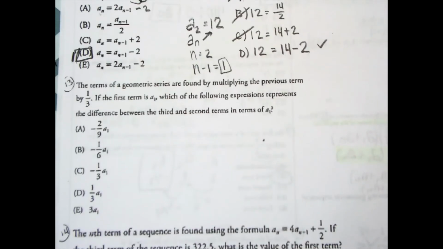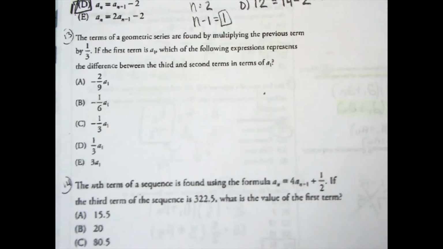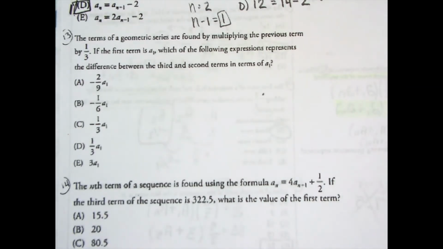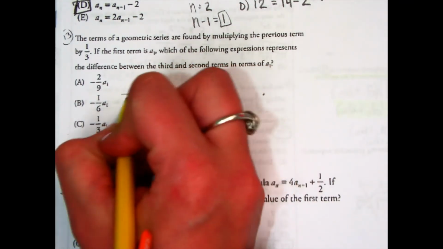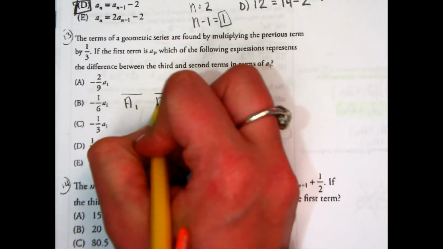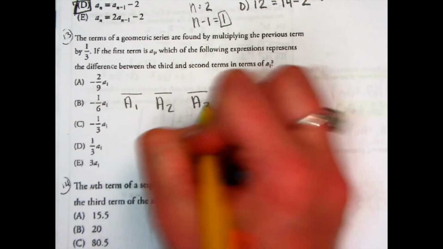All right, number 13, the terms of the geometric series are found by multiplying the previous terms by 1/3. If the first term is a sub 1, what expression represents the difference between the third and second term in terms of a sub 1? So to do this problem, we first need to talk about the pattern. So we're going to start with a sub 1, a sub 2, and a sub 3.